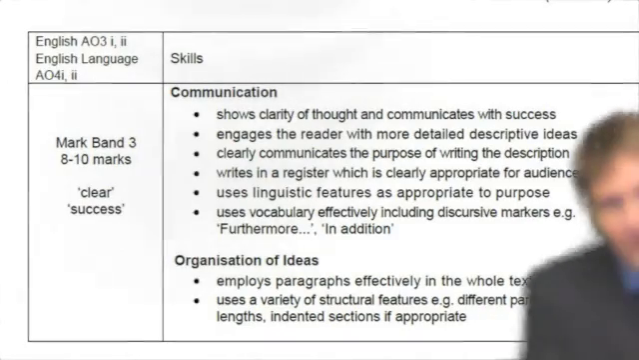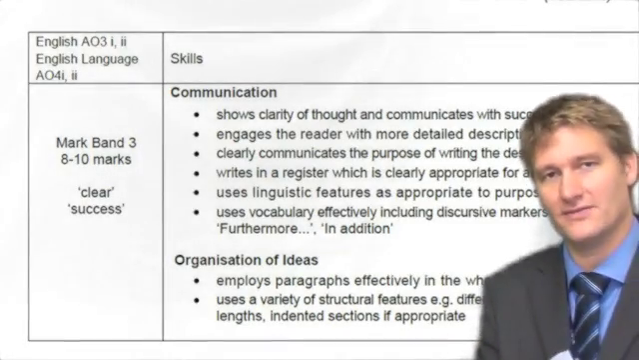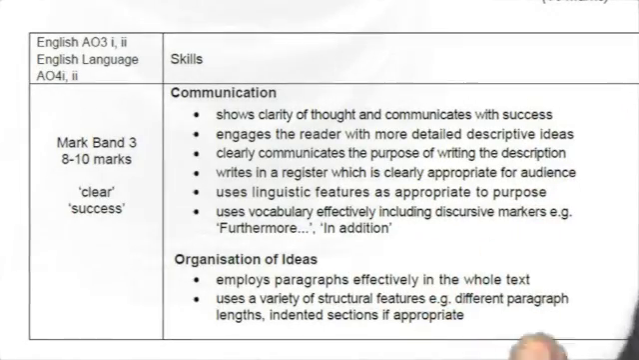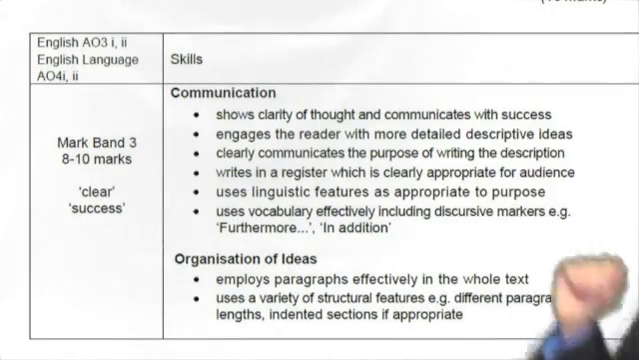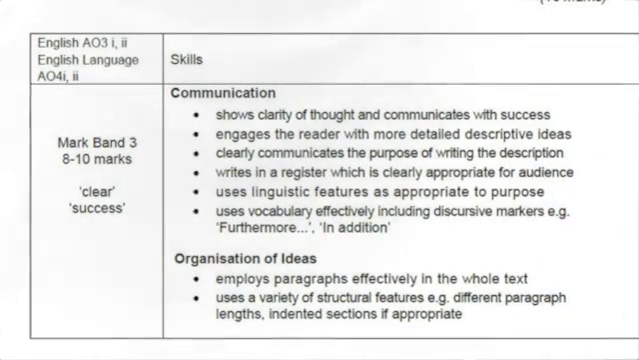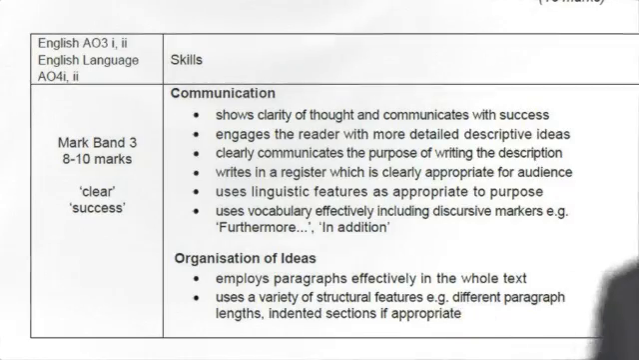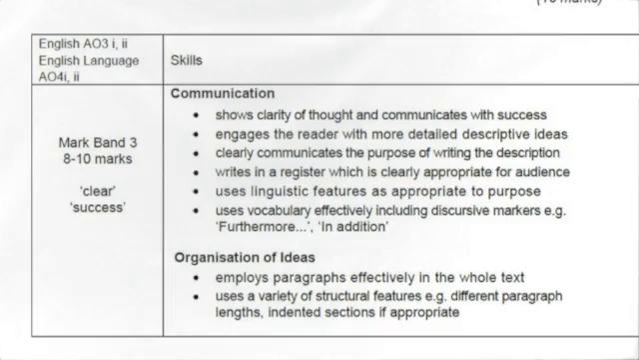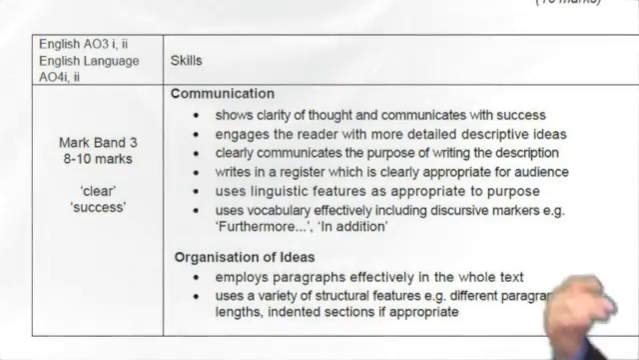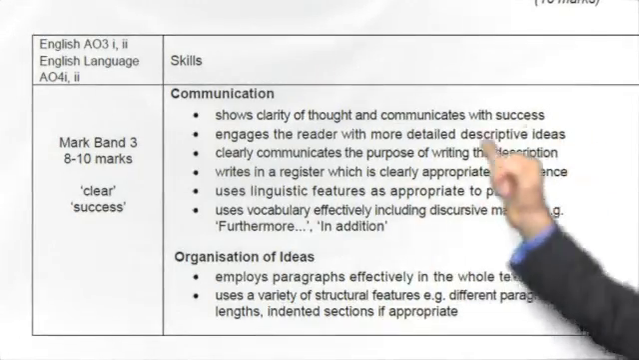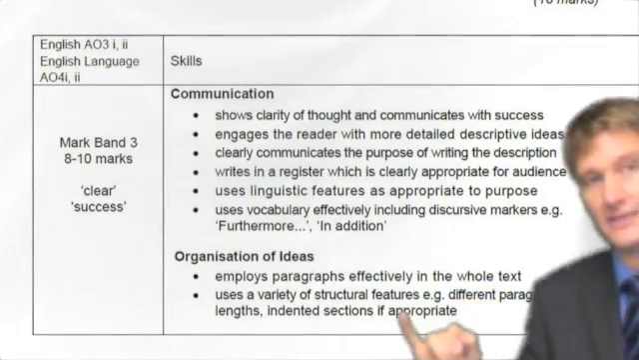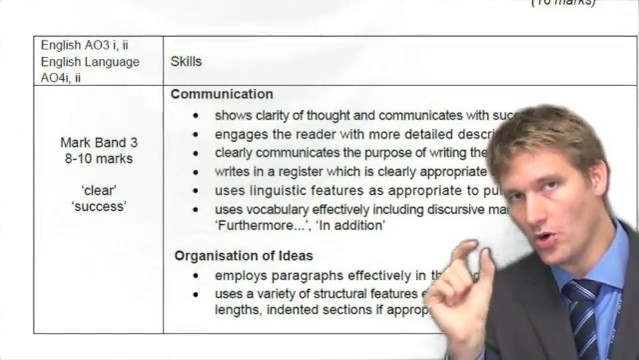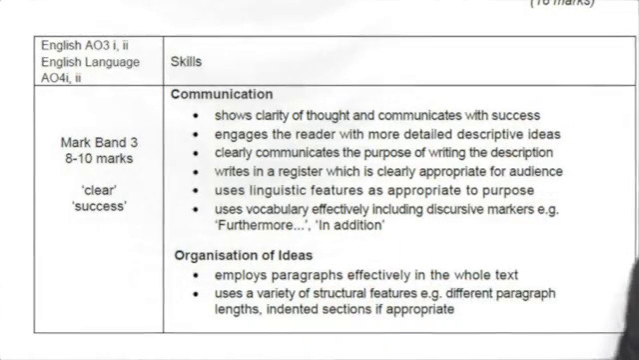It's marked for 2 different assessment objectives. So to get 10 out of 10 for one part of it, you need to show clarity of thought, communicate with success. It needs to be a good piece of writing. So what is a successful piece of writing? I'll think about that in a moment. Engages the reader, clearly communicates. Look at this, detailed descriptive ideas. They're looking for you to develop ideas. Okay, so sticking on one idea and going into detail.